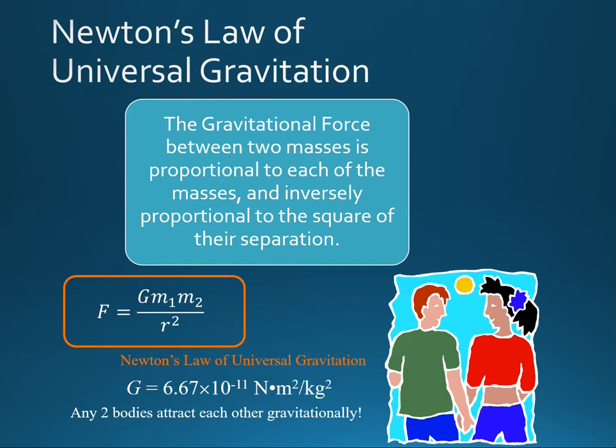So this tells us that any two bodies attract each other gravitationally, and this is true for all objects, not just planets and not just ones that spin. Anything that has a mass will have some gravitational pull from it.